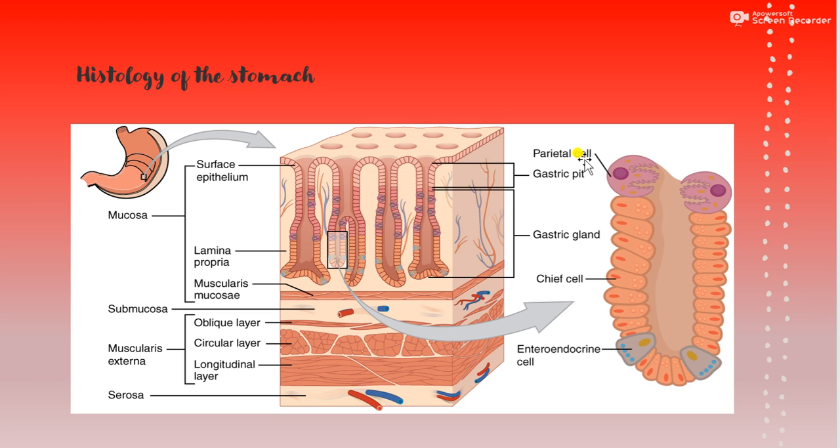That enzyme is pepsin. And the acidity also kills much of the bacteria you ingest with food and helps to denature proteins, making them more available for enzymatic digestion. Intrinsic factor is a glycoprotein necessary for the absorption of vitamin B12 in the small intestine.